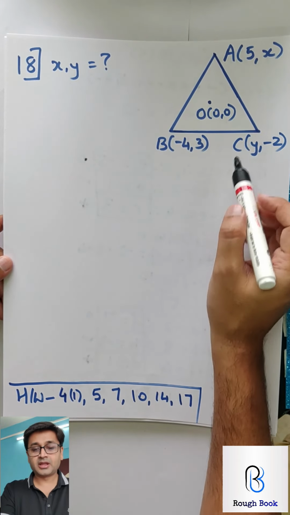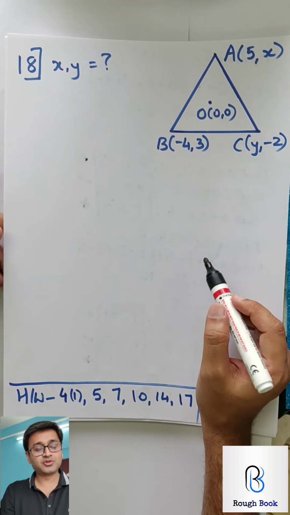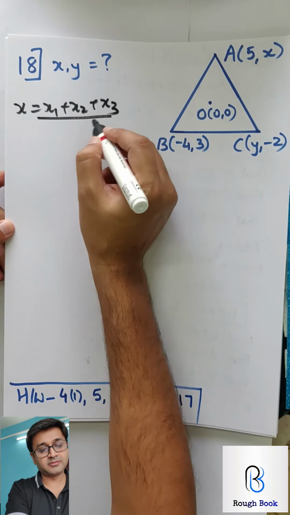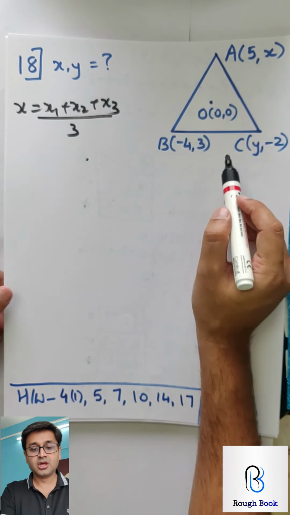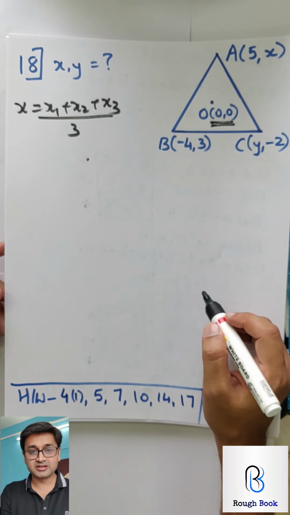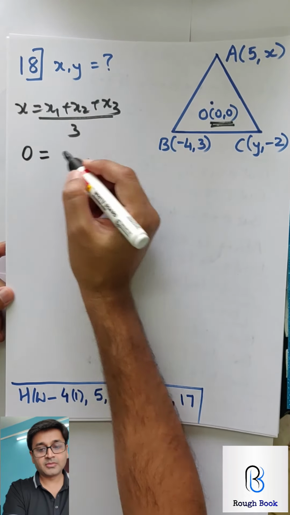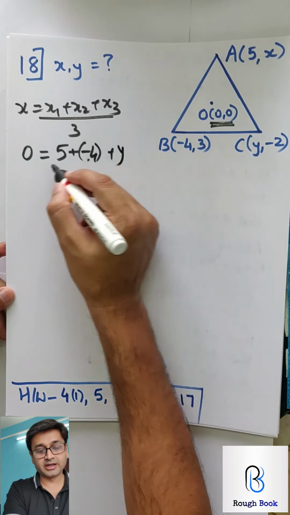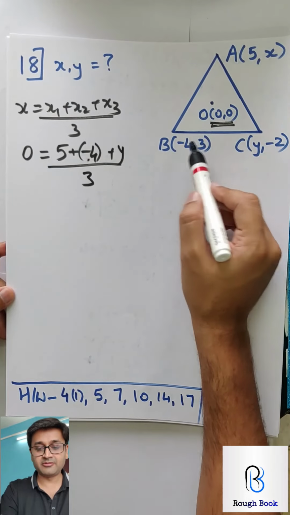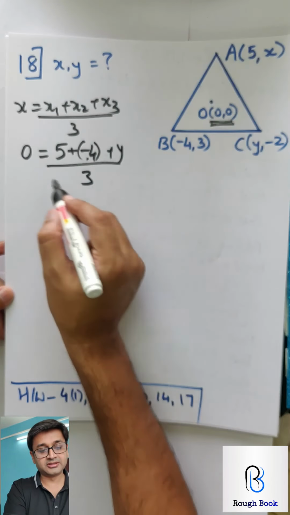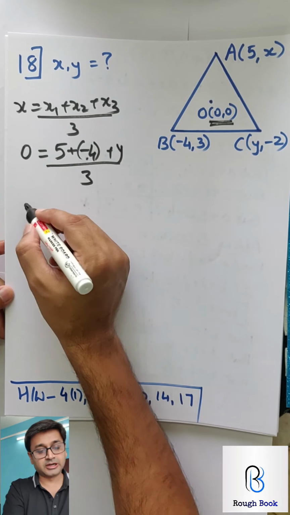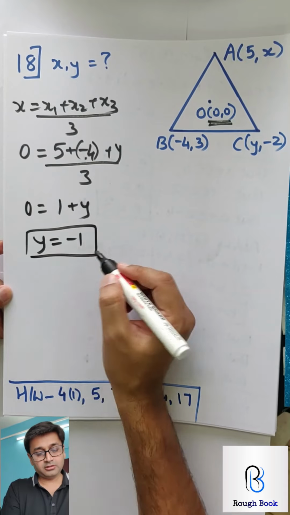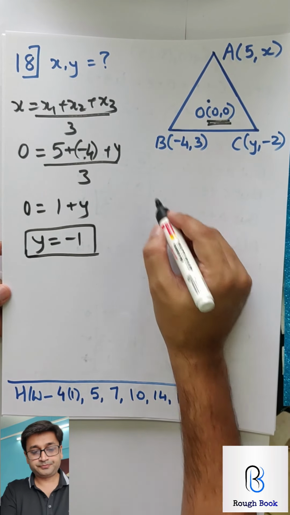Apply centroid formula and get me the values of x and y. So just apply centroid formula. X is x1 plus x2 plus x3 by 3. They said that centroid is the origin. Origin, that means you should know that the coordinates are 0, 0. So 0 equals x1 is 5, x2 is minus 4 and x3 is y, by 3. See, 0 equals 5 minus 4 plus y by 3. Correct. So 0 goes on the other side. So 0. 5 minus 4 is 1. So 0 equals 1 plus y. Therefore y becomes minus 1.